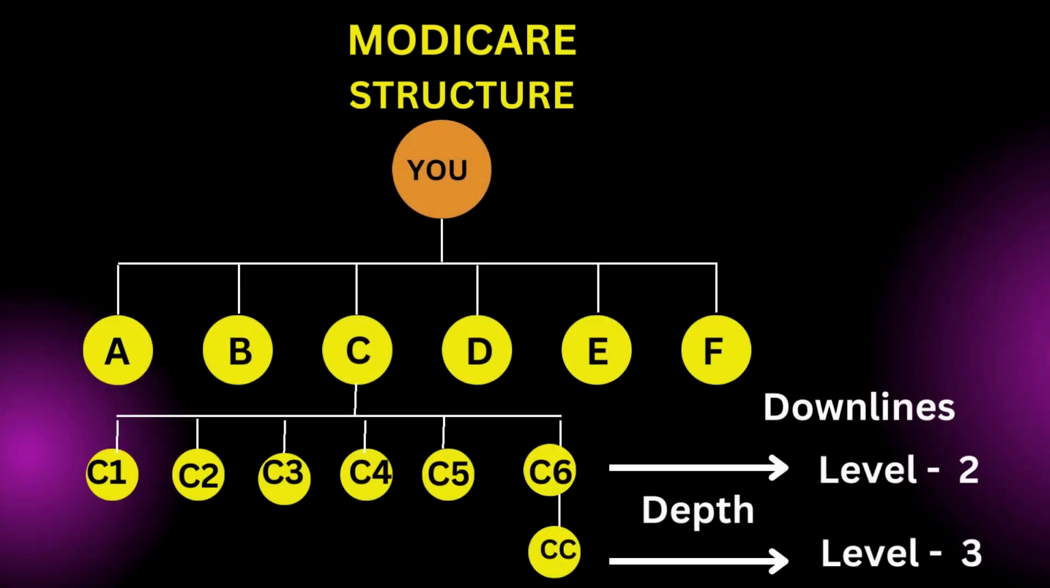Same way, let us say your front line A, B, C, D, E, F is sponsoring again. They too duplicate you. They also sponsor 6. In that case, the second level means, let us say C has sponsored 6 people. That level of C1, C2, C3, C4, C5, C6 is level 2, and when they also sponsor, they will be level 3. In this case, C6 sponsored CC, it will be level 3 for you, and all these combined are called your downlines.